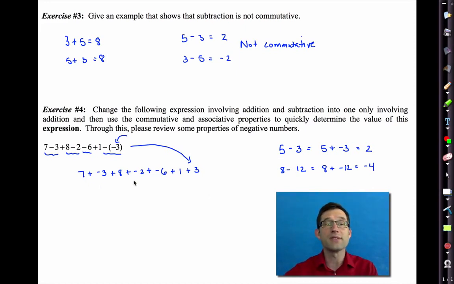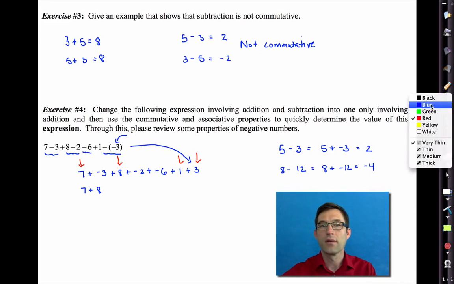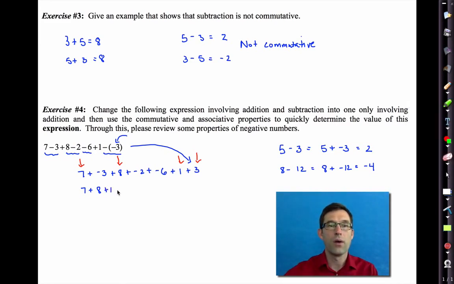Now, the reason that this is so nice is that using the associative and commutative properties of addition, I can write this any way I want. Often what I like to do is group all the positives together. So watch this. Let me go in red, that'll help us see it. Positive, positive, positive, positive. So 7, 8, 1, 3. Then let's go negative, a different color. Negative, negative, negative. So plus negative 3, plus negative 2, plus negative 6.